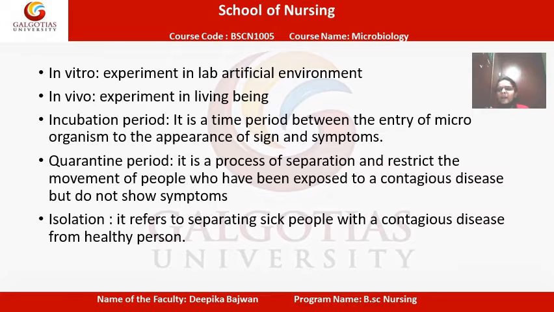So basically we can take the example: if we want to try any medicine or vaccine in a person, then before going to human beings, first we use an animal to do the experiment. That type of experiment is known as in vivo, because we are doing the experiment in living beings.